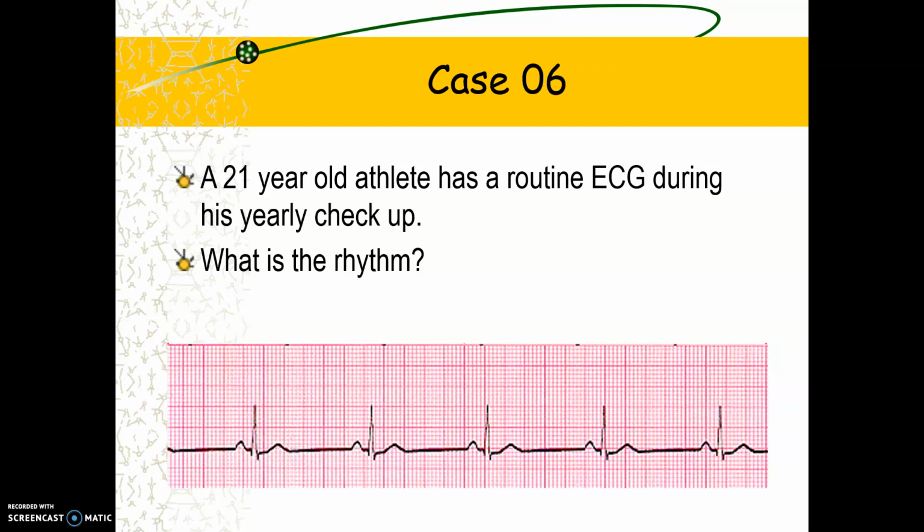Are there P waves? Yes. And what about the P's and QRS as well? There's a P before every QRS, and the PR interval is constant, and it's 4 small squares. It's less than 5 small squares, so that's normal. 3 to 5 small squares is normal. So we can say this is a sinus bradycardia, probably due to his athletic physique.